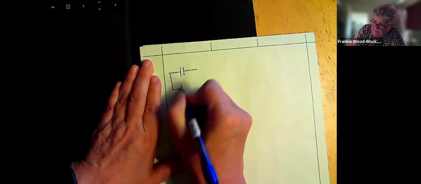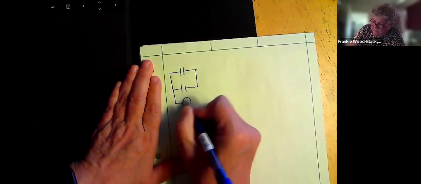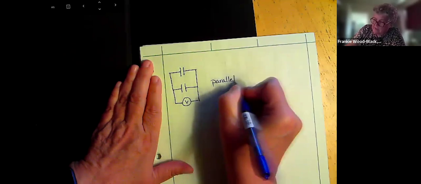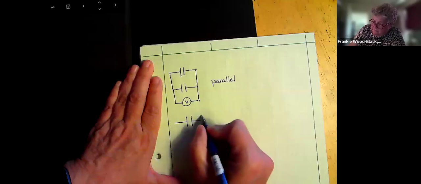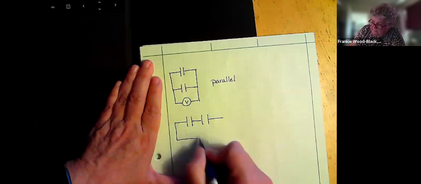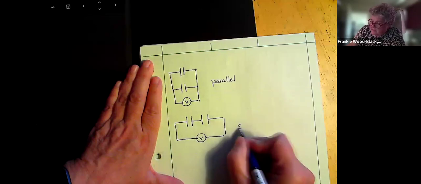You can put capacitors and then I have a voltage. This is parallel. Or I can put capacitors in a system that looks like this. This is in series.